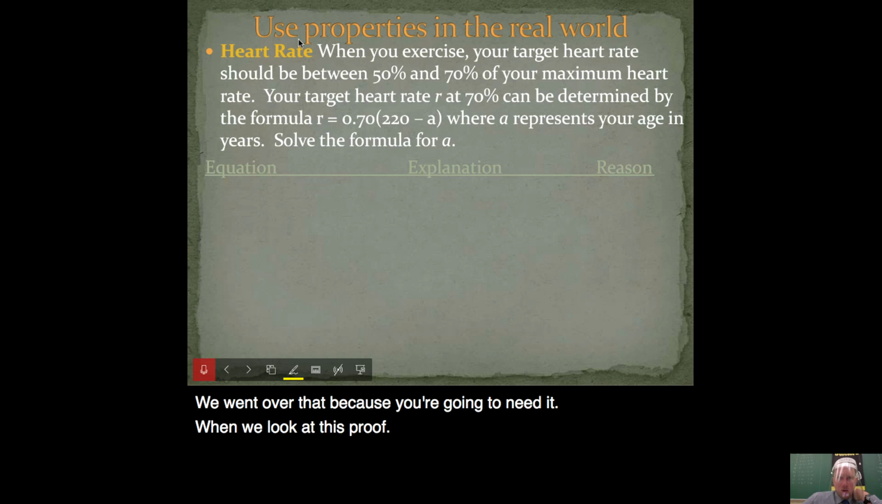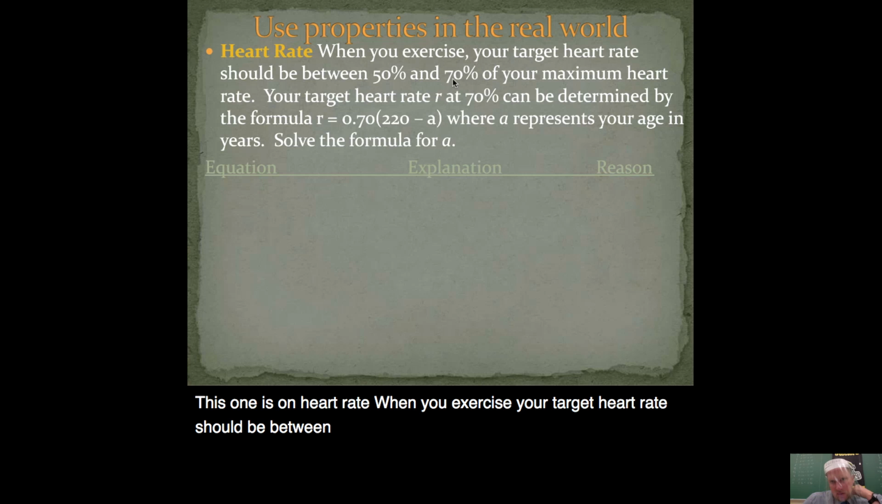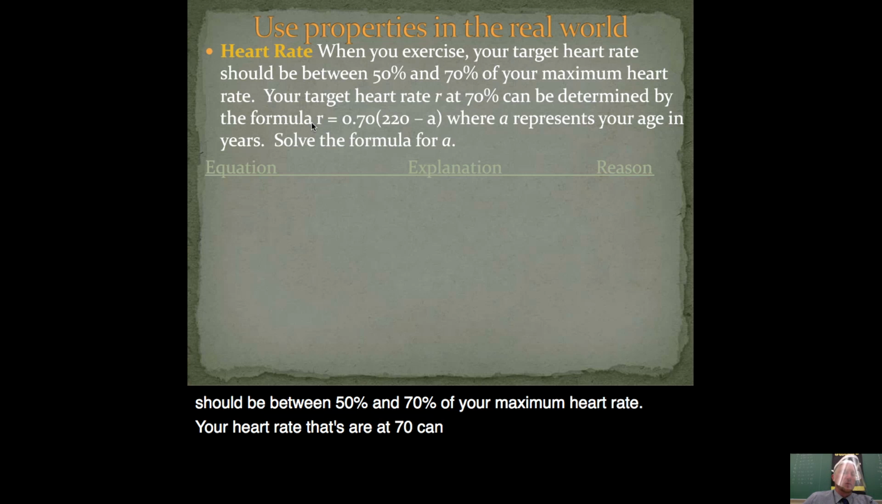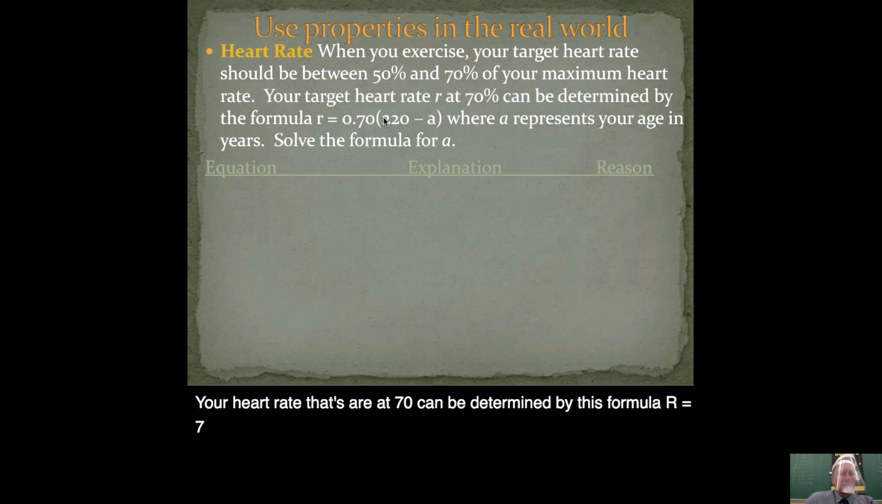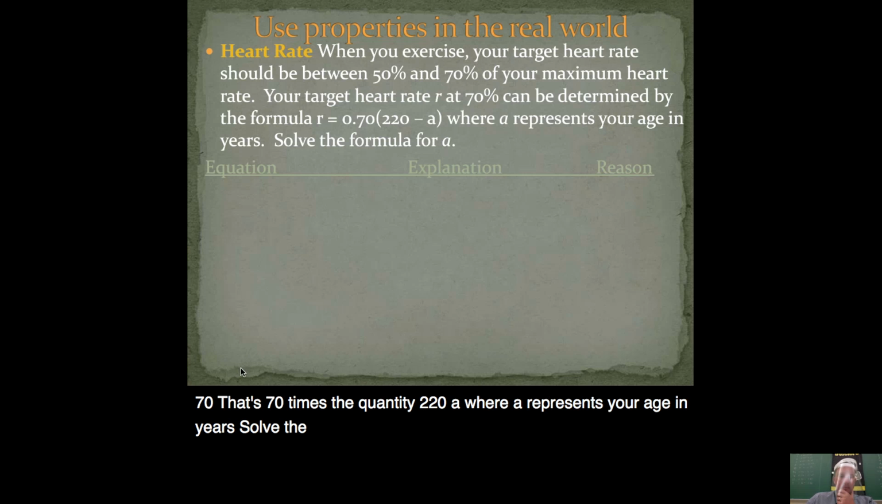This one is on heart rate. When you exercise, your target heart rate should be between 50% and 70% of your maximum heart rate. Your heart rate, that's R, at 70% can be determined by this formula. R equals 0.70, that's 70%, times the quantity 220 minus A, where A represents your age in years. Solve the formula for A.